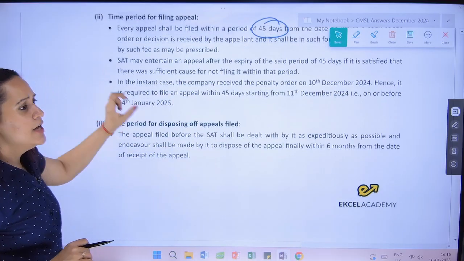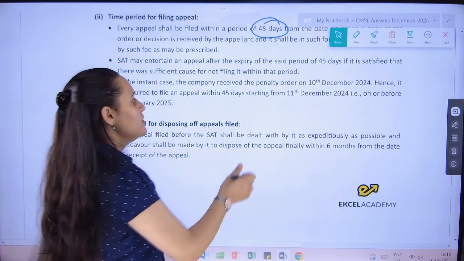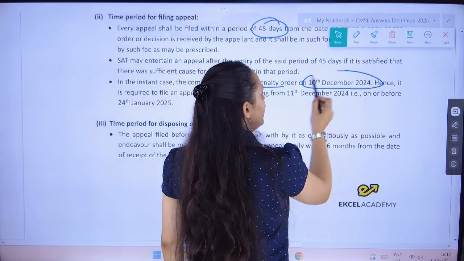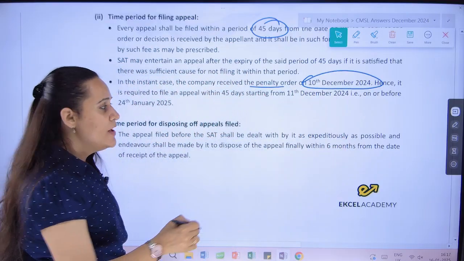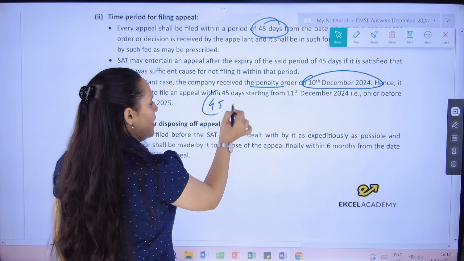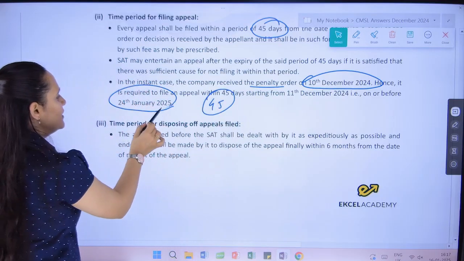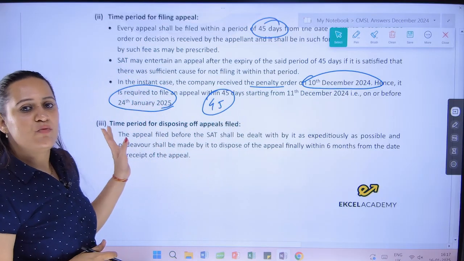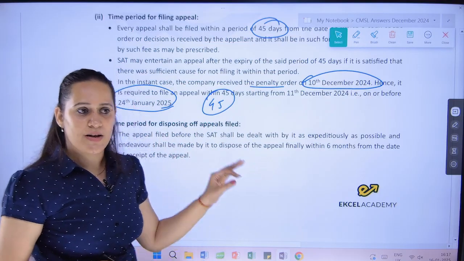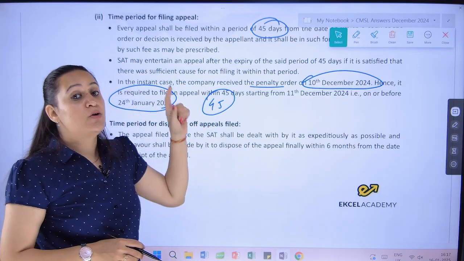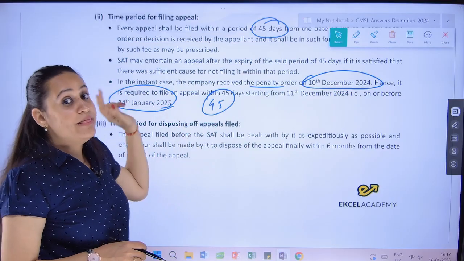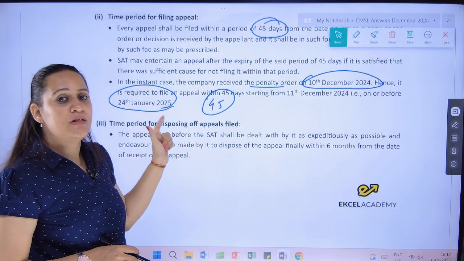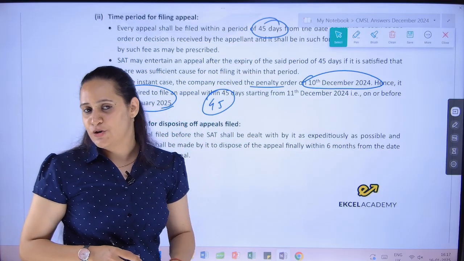So, in the instant case, you can also give them the dates, because they said that the penalty order was received on 10th December 2024. They have 45 days time starting. So, you can tell them they have the last day to file an appeal before 24th January of 2025. You can clearly specify the date as well, because they have given the date of the penalty order. They will expect you to give your due date within which the appeal should be filed before the Securities Appellate Tribunal.